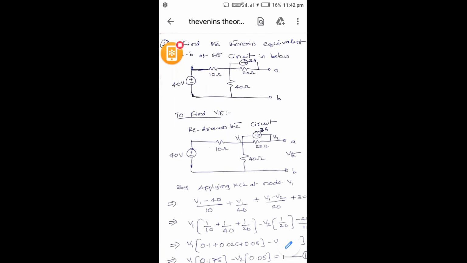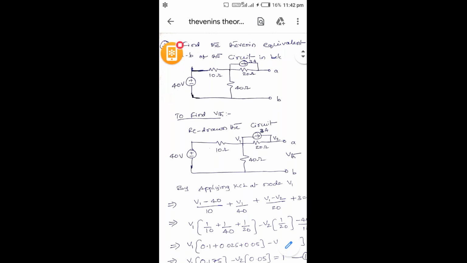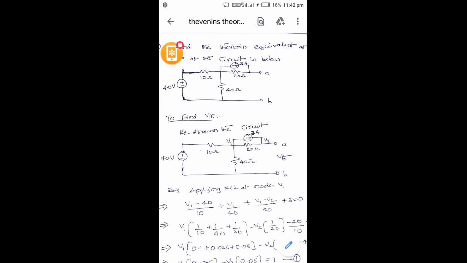By applying KCL at node V1: (V1 minus 40) by 10 plus V1 by 40 plus (V1 minus V2) by 20 plus 3 is equal to 0. The current source we always take from the below terminal. The arrow representation is always positive, and without the arrow is the negative terminal.